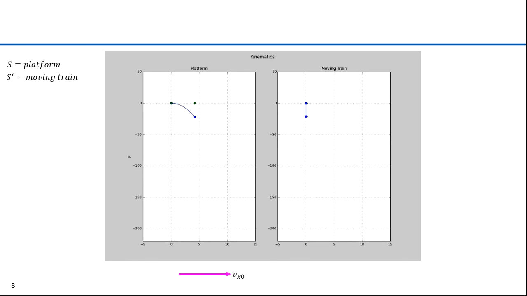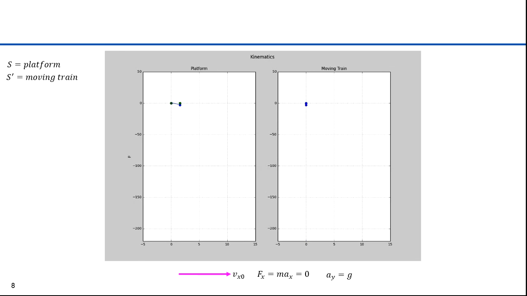The horizontal motion is governed by the law of inertia. The force along the x-axis, Fx, equals the mass of the object m times ax, the acceleration along the x-axis. Since the train travels at a constant velocity, there is no acceleration along the x-axis, so the force equals 0. From the perspective of the platform, the ball travels along with the train at a constant horizontal velocity vx0.